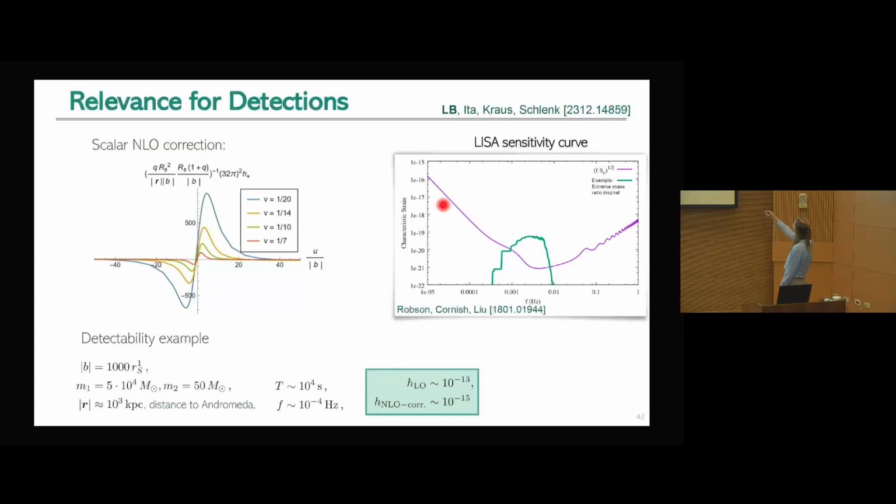The purple line here shows the sensitivity that LISA will have. And the leading order piece comes in at 10 to the minus 13 in strength. The next-to-leading order is at 10 to the minus 15. So the next-to-leading order will be here. Well, this is not a proper data analysis, but just the fact that this is above this noise curve gives us a hint that such a system could technically be observable with LISA.